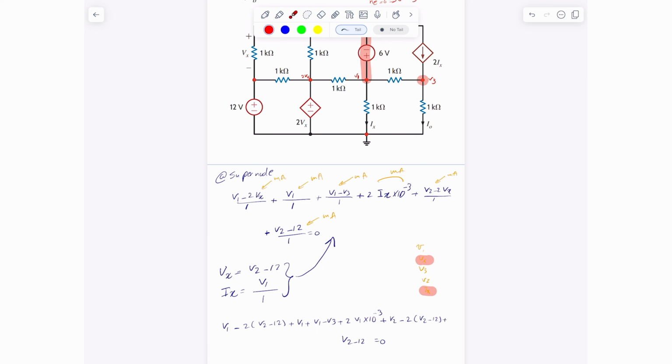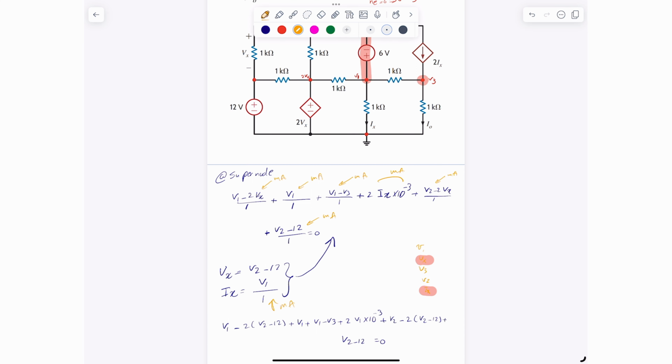2 times I of x will be milliamps. What I did is I converted that to amp by mistake, and I realized this when I was writing the equation for here. The way I computed I of x is the following: I said V1 divided by 1 kilo ohm, so this here is actually in milliamp.